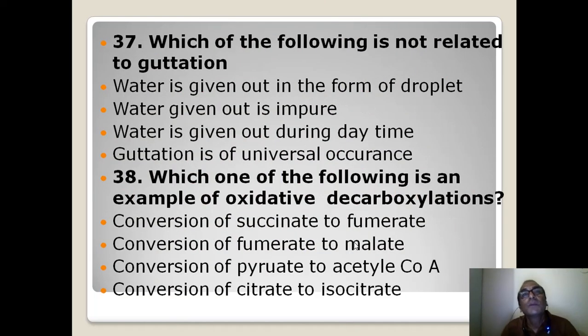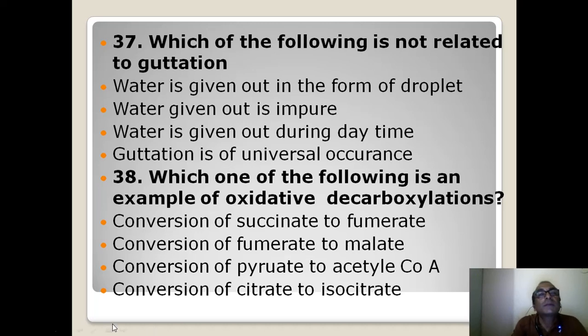Question number 37. Which of the following is not related to guttation? Guttation, we know, is the loss of water in the form of liquid from some grasses and other monocot plants which have special openings, called hydathodes, through which the liquid is sent out, which contains some dissolved substances. It is impure, not pure water.